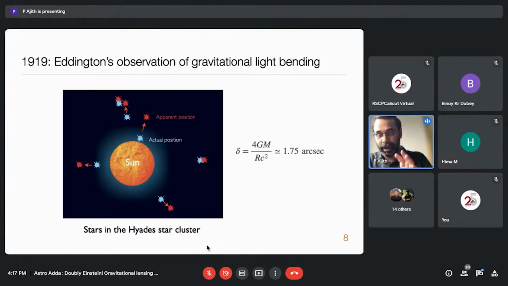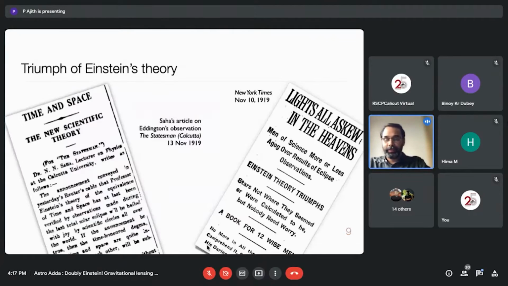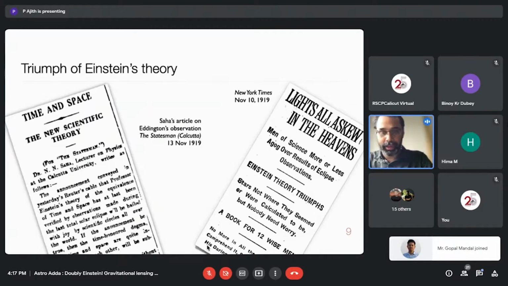Because one knows the mass of the sun, one could actually calculate the curvature of the space-time produced by the sun's gravitational field, and calculate the expected shift in the position of the stars. And the observations were found to be consistent with the prediction of the theory. This was perhaps the first remarkable observational test of this completely new theory of space and time, as well as gravity. And this was celebrated across the world.